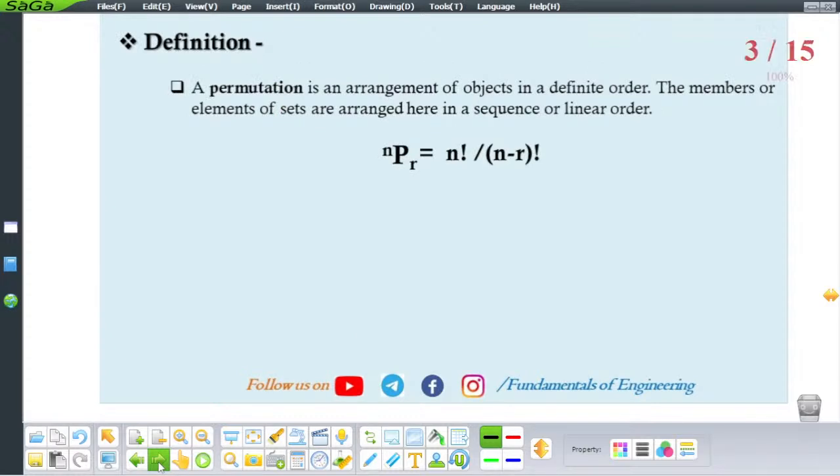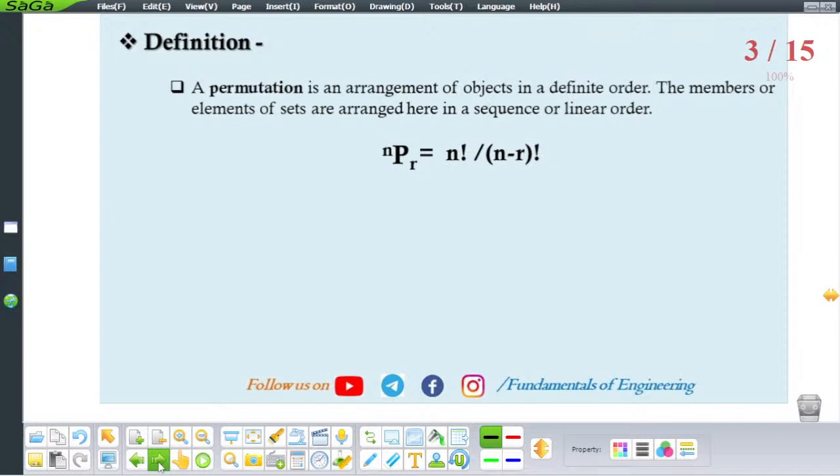First of all, we are going to discuss the definition of permutation. So what is meant by permutation? We have seen that permutation comes with combination, but permutation and combination are two different entities. Later on we will discuss combination, but today we are going to discuss permutation. Permutation is an arrangement of objects in a definite order. The elements of a set are arranged in a sequence or a linear order.